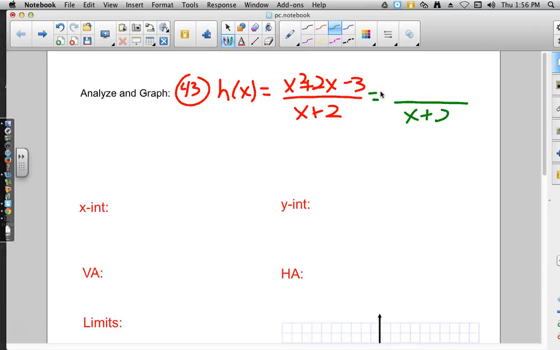So let's take a peek at this and see if it's factorable. We do not have a perfect square trinomial. So we would be looking for two numbers that multiply to -3 and add to 2. And that would be +3 and -1 that would make that happen. Now, while I'm looking at that, I'm checking to see that nothing's going to cancel out because I always want to consider the fact that there might be some holes.